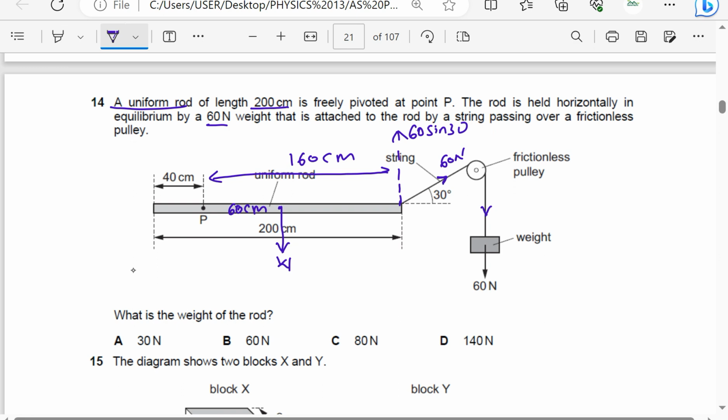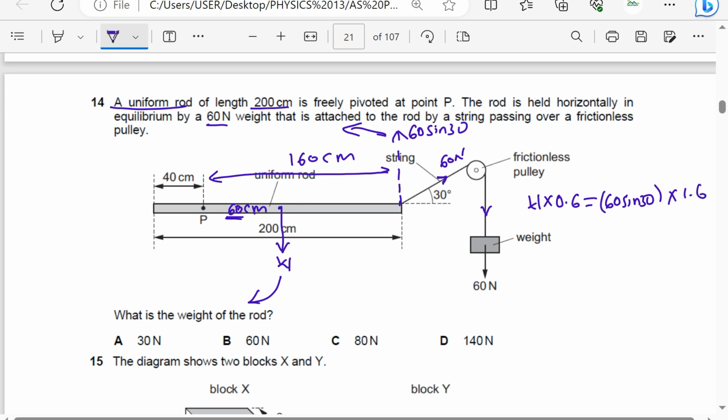Okay, so for equilibrium, the resultant force should be 0, the resultant torque should be 0. So it means the weight W times the perpendicular distance from the point I'm taking moments. The perpendicular distance is 60, so that is 0.6, should be equal to, this is the only force causing clockwise moment. The tension is causing anti-clockwise moment. So this would be 60 sine of 30, that is the force, times the perpendicular distance, which is 160 centimeters, that is 1.6.